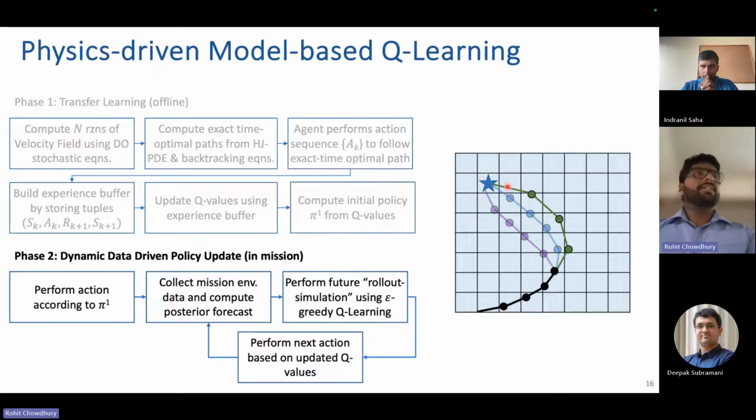So in this case, the green trajectory happens to reach a bit faster, and the agent decides to go towards, or in the direction of, the green trajectory. It takes a step towards the green trajectory and updates the Q values once again. So this happens in a loop, and the agent reaches the target location at the end.